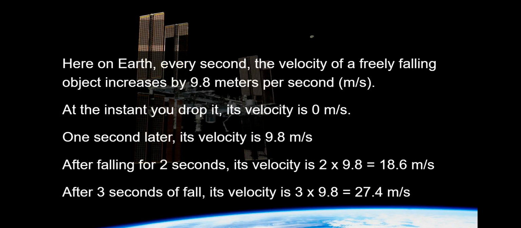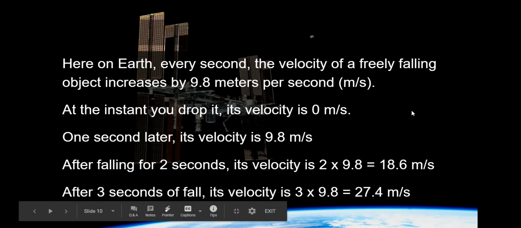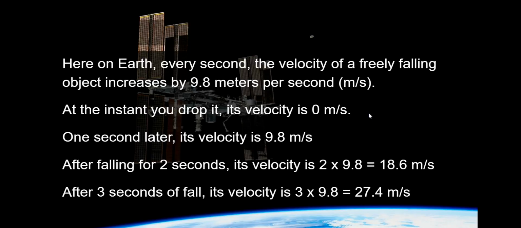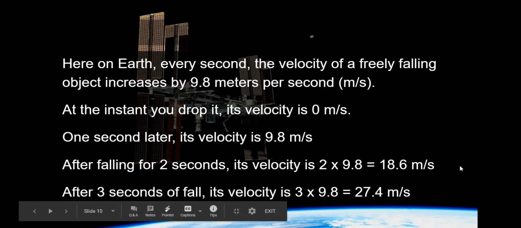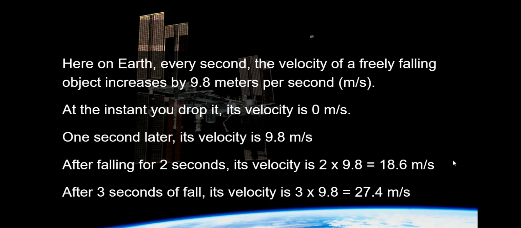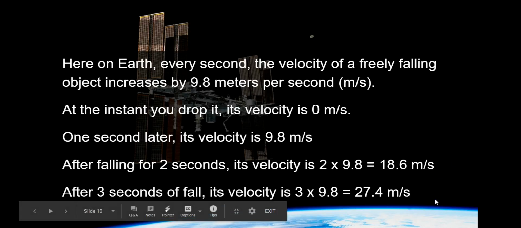Here on Earth, every second, the velocity of a freely falling object increases by 9.8 meters per second. At the instant you drop it, its velocity is 0 meters per second. 1 second later, its velocity is 9.8 meters per second. After falling for 2 seconds, its velocity is 2 times 9.8, and I got that wrong. It should be 19.6 meters per second. After 3 seconds of fall, its velocity is 3 times 9.8, which is 29.4 meters per second. This is what happens if you don't use a calculator.